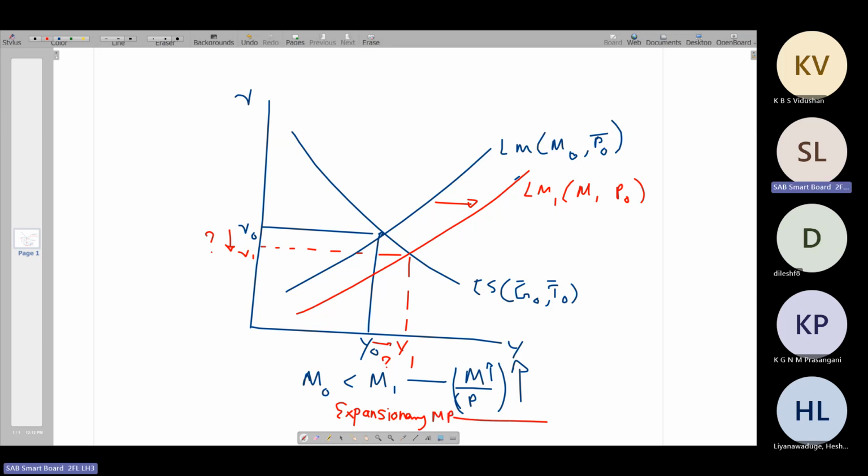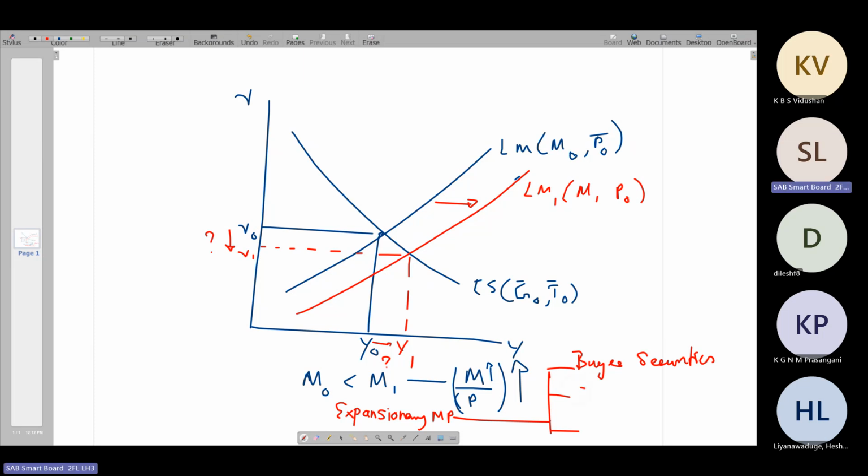Now, how can this be done by the central bank? If the central bank buys securities from the market, treasury bills and treasury bonds, that is the expansionary part: money flows to the market. Money supply increases.